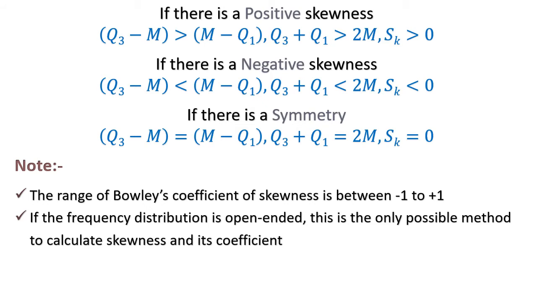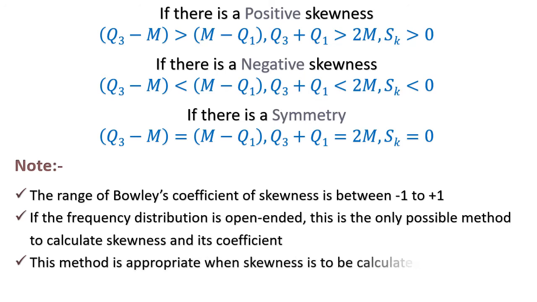Sometimes in your examination questions, the method is not specifically mentioned, but from the data we have to derive that, because the classes are open-ended, we have to use Bowley's method. So you have to be vigilant at that point of time to recognize which method to use. This method is appropriate when skewness is to be calculated using the positional averages, that means quartiles and median, when they are already given in the data. Naturally you have to use Bowley's method of calculating skewness. You don't have the option of using Karl Pearson's method because positional averages are already given.